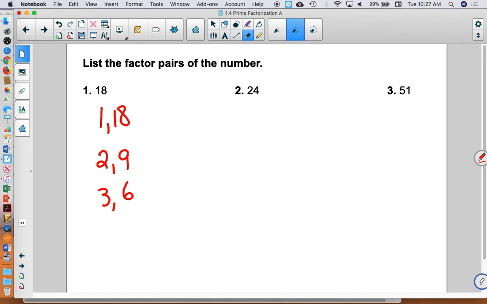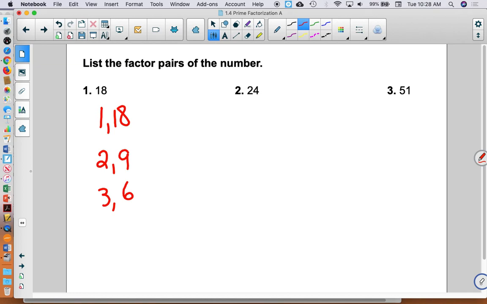Brianna? 6 and 3. But I already listed it here. 9 and 2. But I already listed it. And there's none. Okay, so you see what I'm saying? On factor pairs, it's not like the example with the band teacher. On that example, we wanted to know all the different arrangements. On factor pairs, if you've listed the 2 and 9, you don't relist the 9 and 2 because that pair is still the same as the pair you already listed. Does that make sense, Brianna?